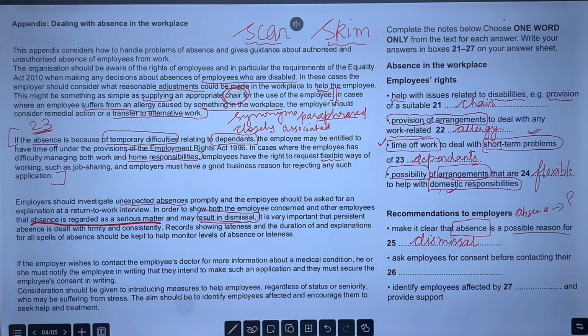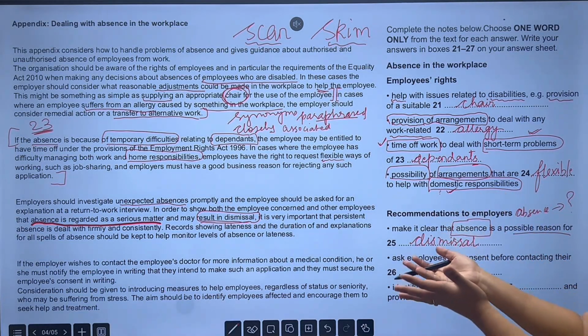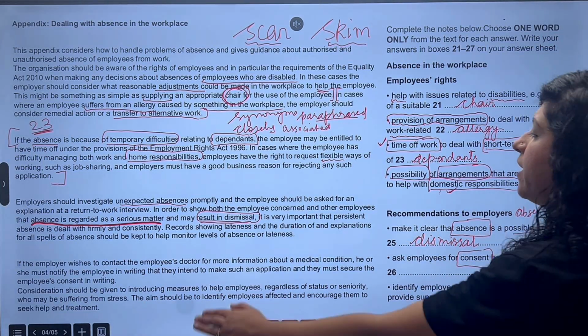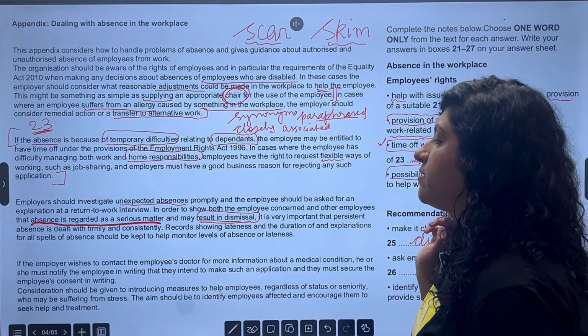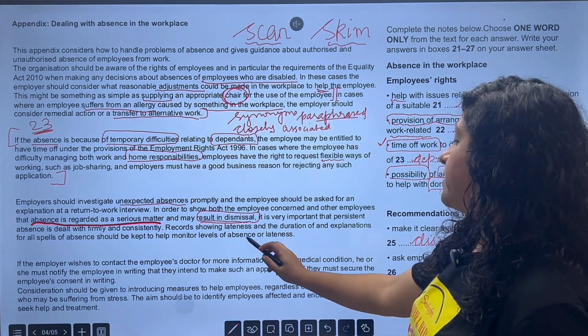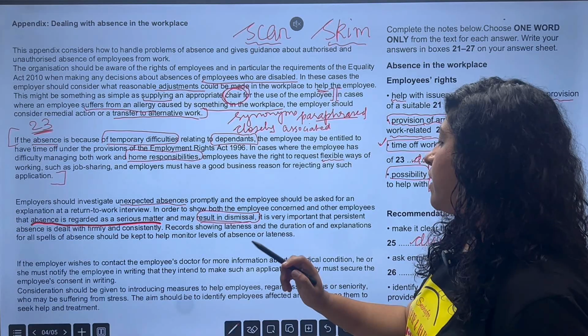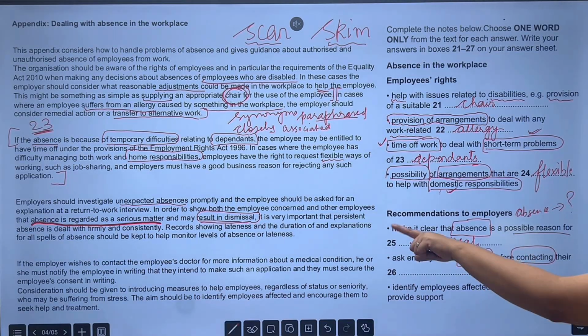Question number 26 then says, ask employees for consent before contacting their something. So before something related to employees is contacted, their consent should be taken. The keywords here are consent, contacting. So we keep on reading from here. It says, it is very important that persistent absence is dealt with formally and consistently. Records showing lateness and the duration of and explanations for all spells of absence should be kept to help monitor levels of absence or lateness. Now in this paragraph I do not see these keywords, so I keep on reading.